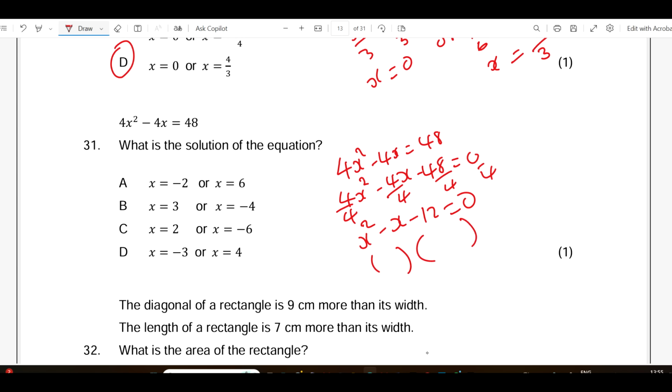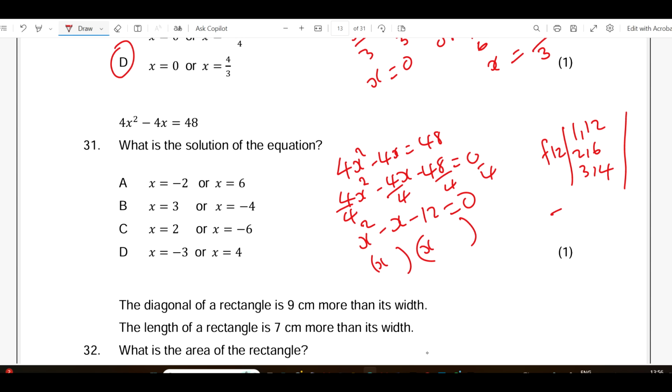And then I will factor. I will have x here. I will have x. Factors of 12: 1 and 12, 2 and 6, 3 and 4. So two numbers, when I add or subtract them, they must give me -1. When I multiply them, they must give me -12.